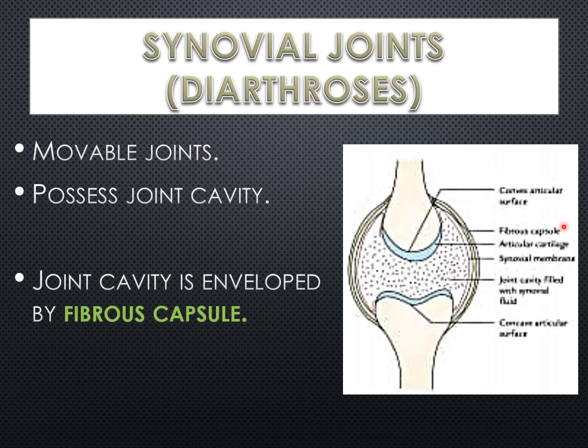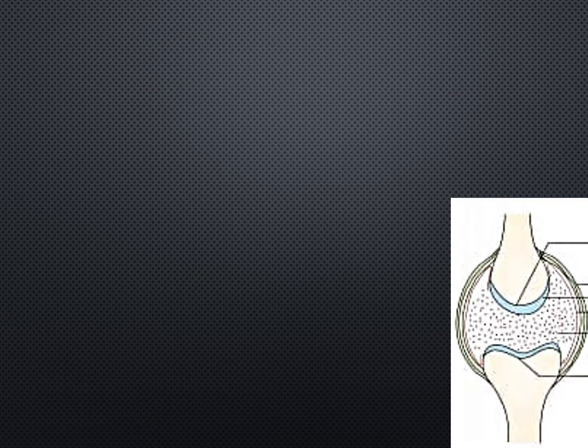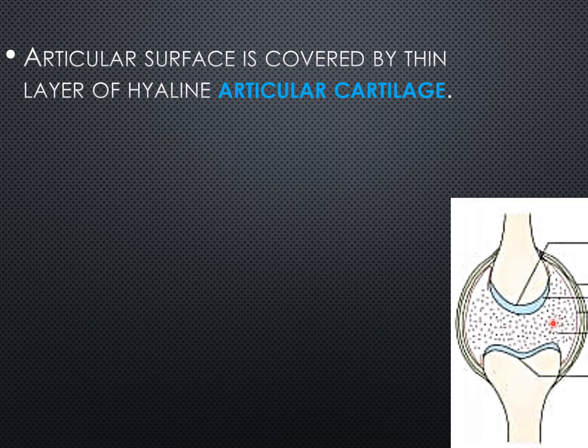So here the joint cavity is enveloped by a fibrous capsule. This yellowish structure that we see is the fibrous capsule, which is attached to the ends of the two bones and holds the two bones together. The inner part of the joint cavity is lined by the synovial membrane. The ends of the bones, the articular surfaces, are lined by a thin layer of hyaline cartilage, known as the articular cartilage.